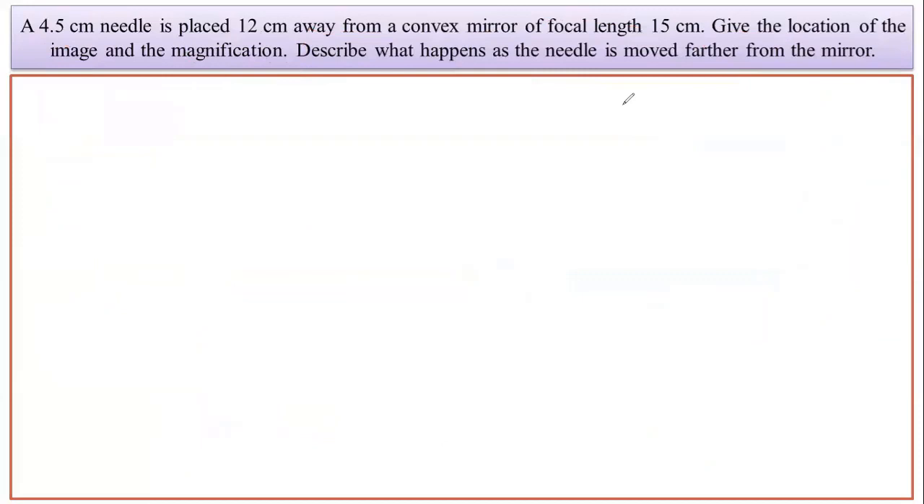Okay, now as I said, I will come to the second part. The second part is also very important for us to understand. Describe what happens as the needle is moved farther from the mirror. See, students, this is a convex mirror, and while we were discussing image formation by a convex mirror, I had said that when the object is placed in front of a convex mirror anywhere, its image forms on the other side of the mirror, between the focus and pole, and it is virtual, erect, and smaller in size.